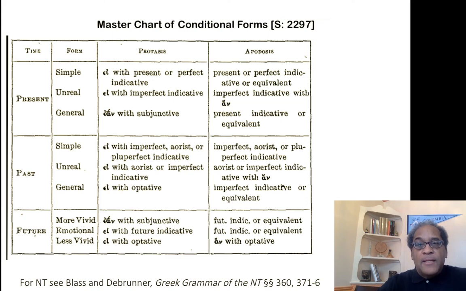Okay, so back to this main chart. This is the bottom line of what you have to begin to get your mind around. As I said, you have present, past, and future time conditions, and three classes of each. In the present and the past: simple, unreal, general. But in the future: more vivid, less vivid, and emotional. And you'll slowly but surely get to know the tenses and moods that occur in the protasis and apodosis of each.